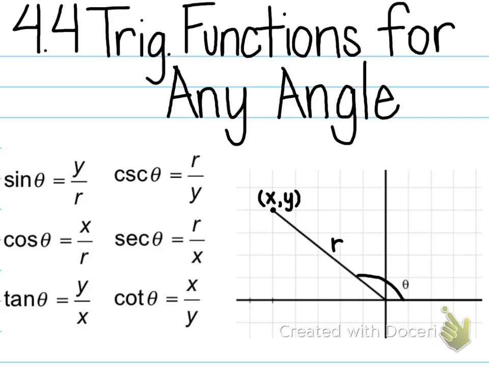Sine of the angle is going to be the y divided by the r. Cosine is x divided by r. Tangent is y divided by x. And then we have the 3 reciprocals. Cosecant is the reciprocal of sine, so that's going to equal r divided by y. Secant is the reciprocal of cosine, so that's r divided by x. And then cotangent is the reciprocal of tangent, so x divided by y.